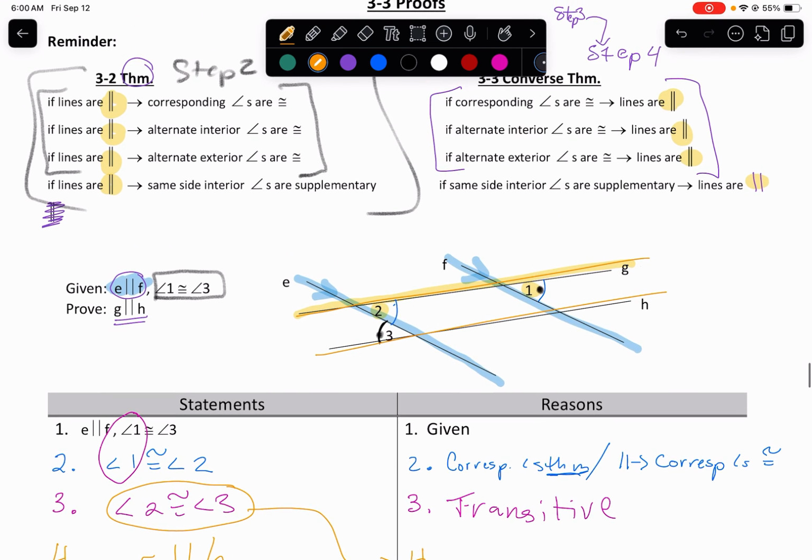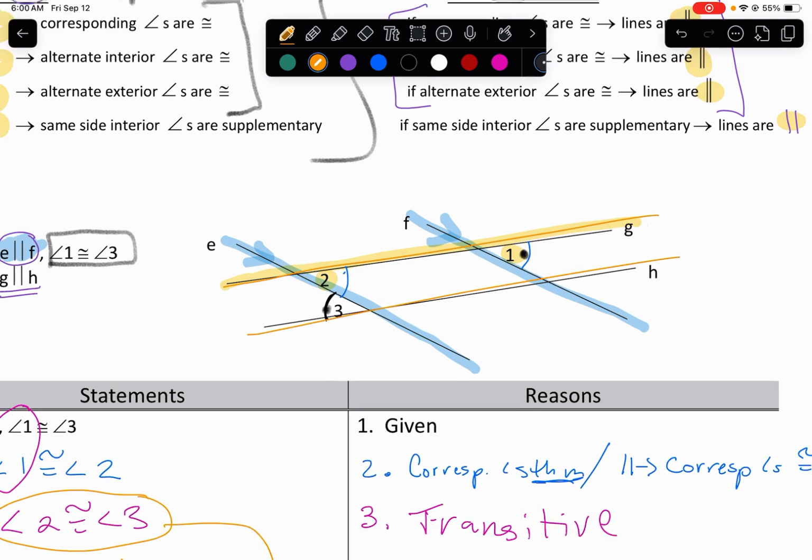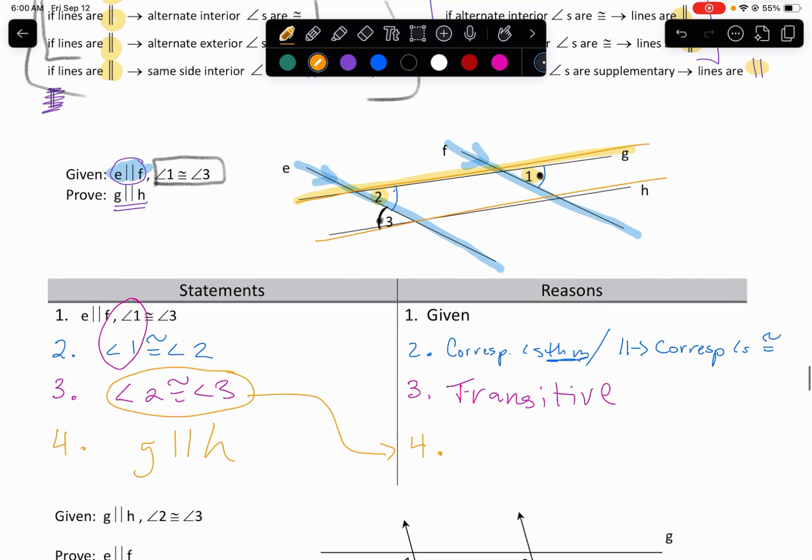So, I'm going to use the alternate interior angles converse. So you can say converse, alternate interior angles. Or if you're writing it as the parallel, it'd be: if alternate interior angles are congruent, then parallel.